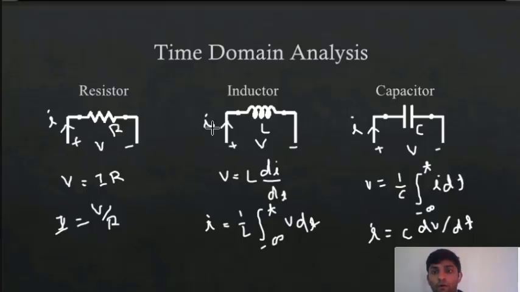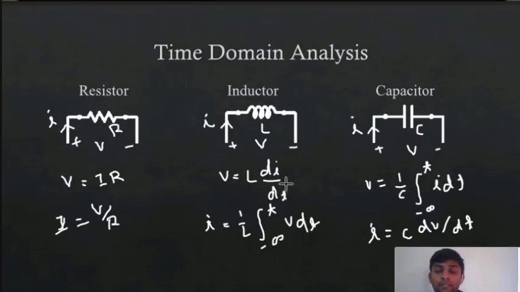But in the case of an inductor, with respect to time we have to consider what change in current there is. If the current is changing too fast, then our voltage will be high, and if the current is changing very slowly with respect to time, then our voltage will be low. So it means our voltage and current depend on time.